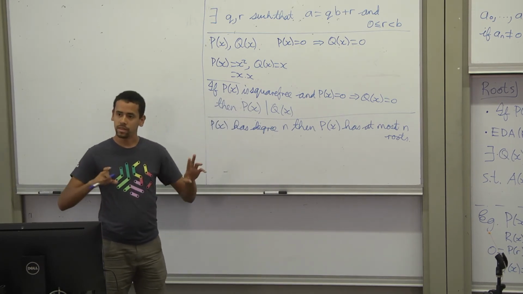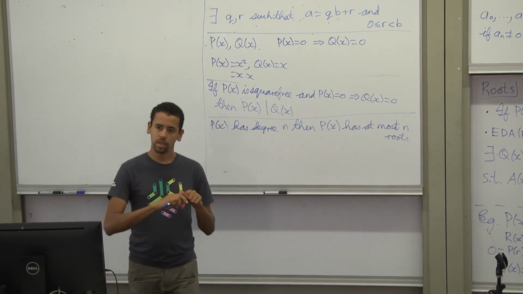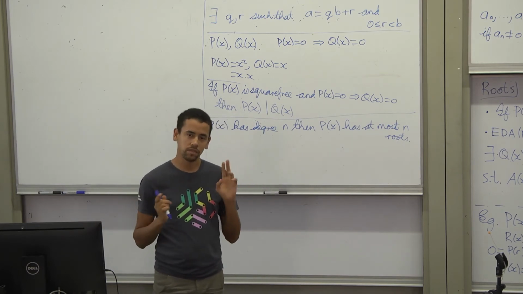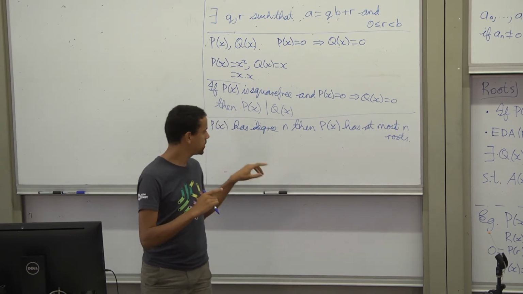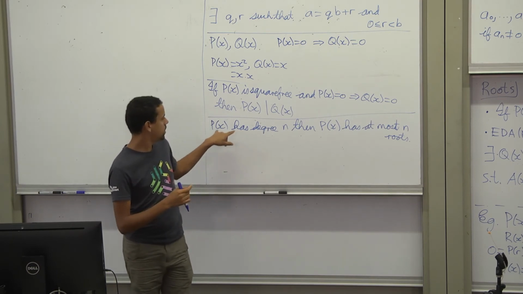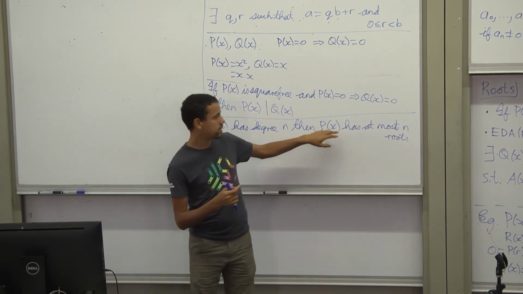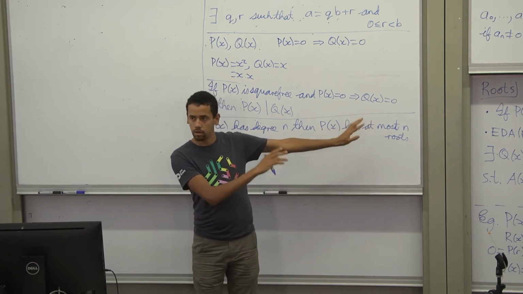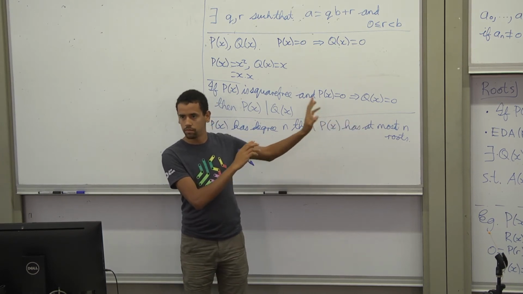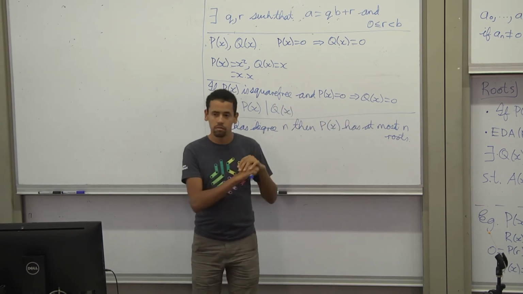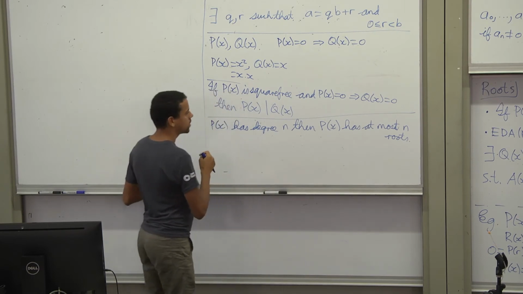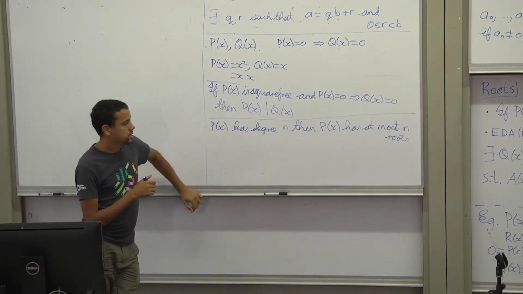So this is, like I mentioned yesterday, the real numbers are not the best field. Best field is complex numbers, because in complex numbers you can say that if p of x has degree n, then it has exactly n complex roots. So that's nice. So how can you use this?